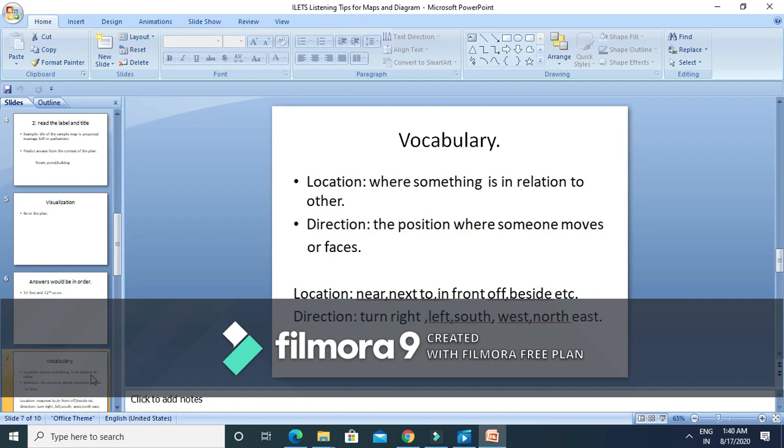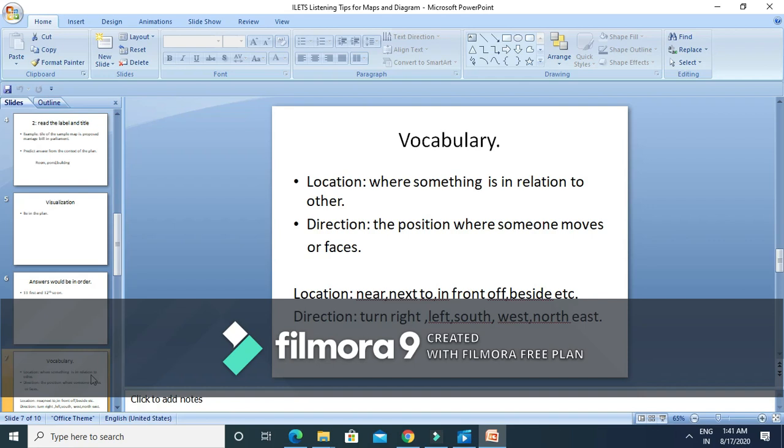Now there's a vocabulary in maps and planning questions. You have to familiarize yourself with the vocabulary of this question. There are basically two types of vocabs that can come. Number one is locations, and number two is directions. A location means where something is in relation to other things. For example, near to court, next to hostel, in front of canteen, or beside the canteen. That's a location.